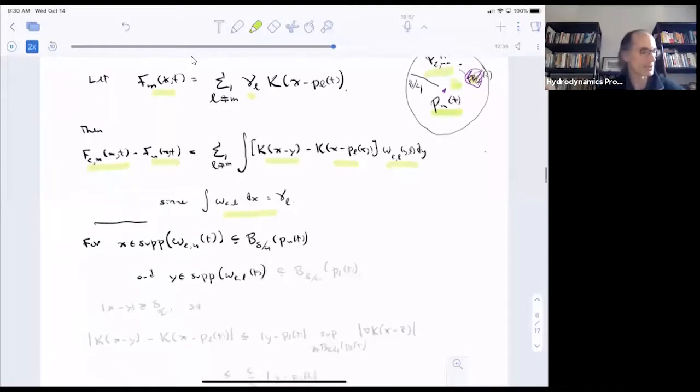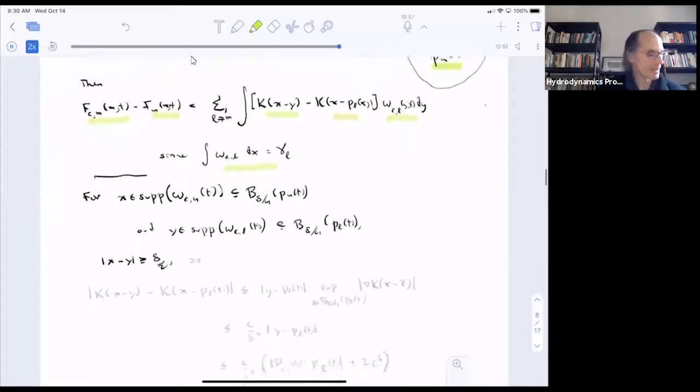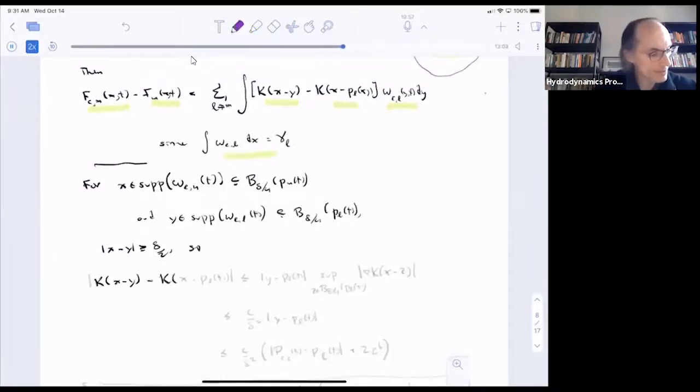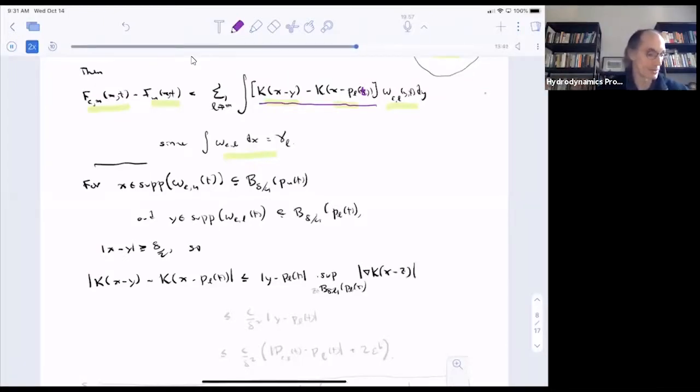Okay, and so I consider x in one blob, a y in a different blob. And I know these are dotted away from each other again. And so I want to compare the integrand here. I'm looking at this difference. And so the point is that y and p epsilon at time t are kind of close to each other, and they're both kind of far from x. And so I just apply calculus, the mean value theorem, if you like, to this function.